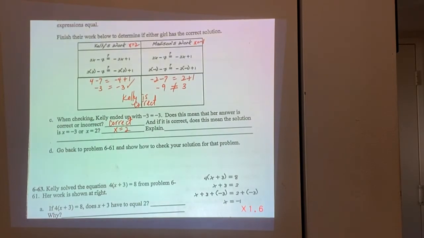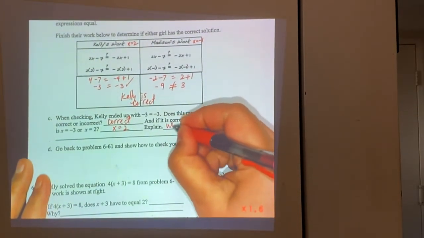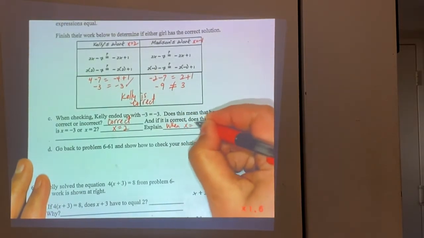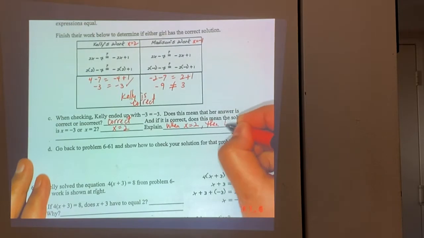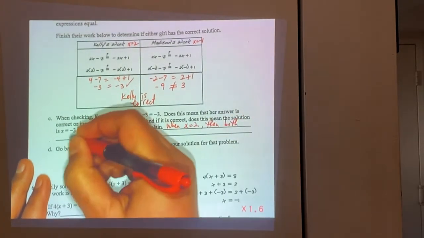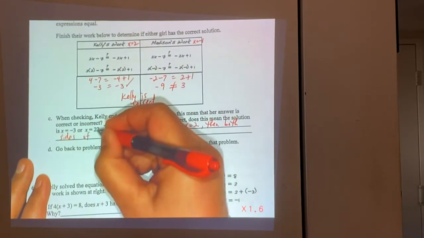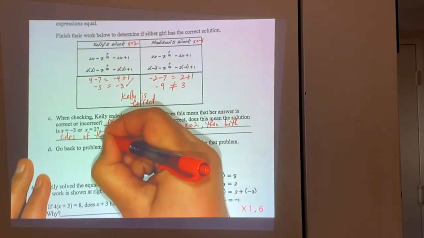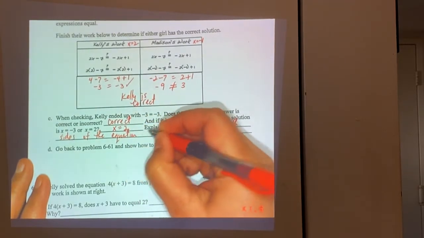Okay, give me a second. When x equals 2, then both sides of the equation are equal.